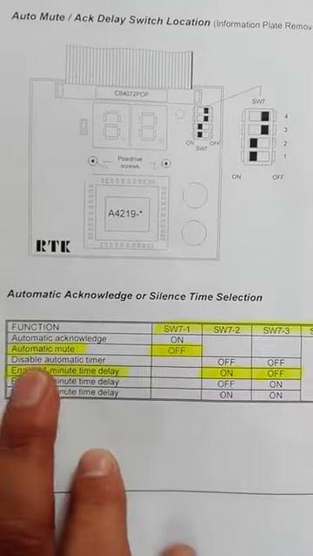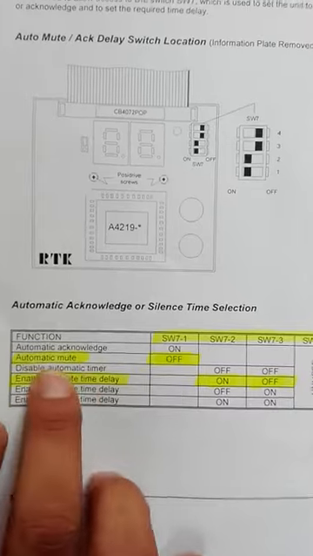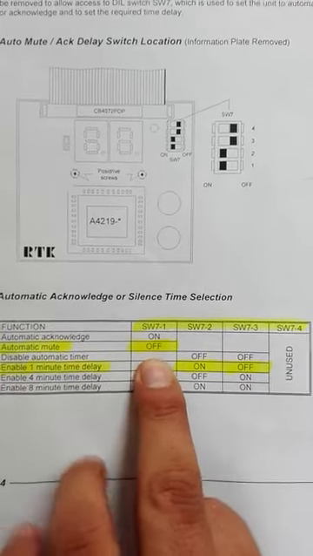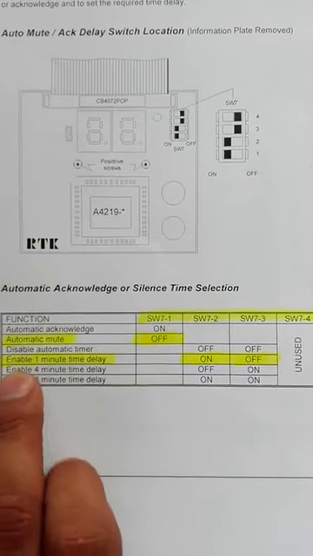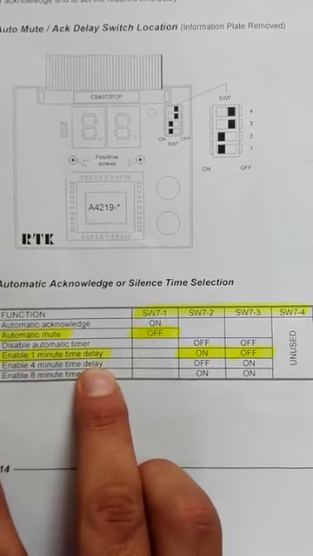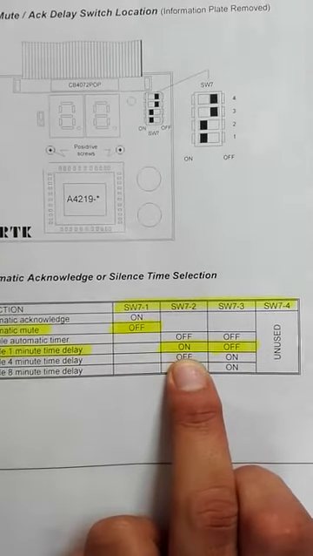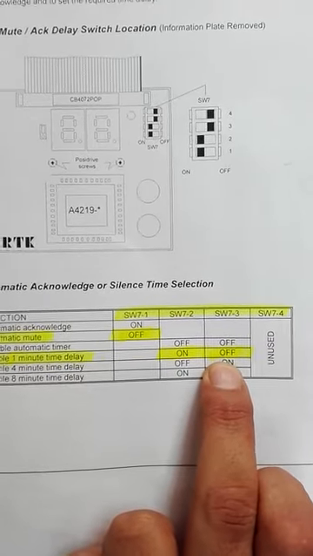Now let us see what we will do here. For our AVC panels, we will make the function automatic mute. For that we have to switch off switch 1 and enable 1 minute time delay. We need a 1 minute time delay. For that we will switch on switch 2, and switch 3 should be off. So now we will show you this.